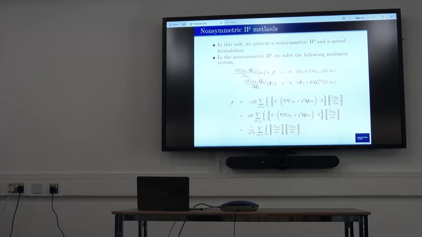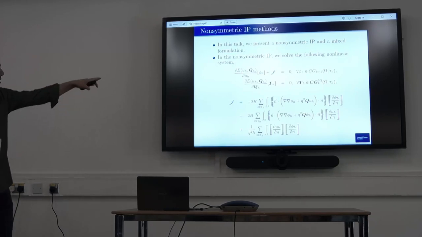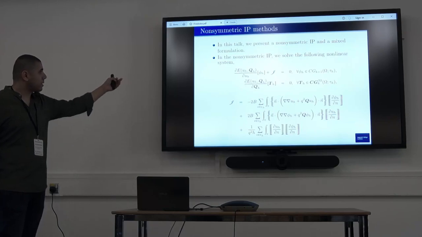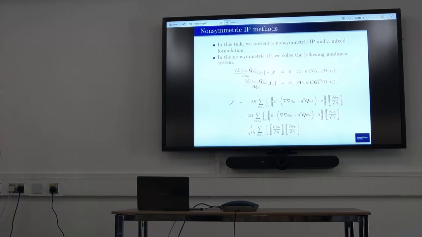In the non-symmetric interior penalty method, we have to solve for this nonlinear system. So we take the Gateaux derivative of the energy E with respect to u_h in the direction of a test function v_h. And also we take the derivative of the energy E with respect to Q in the direction of a test function T_h. v_h and T_h are in CG_{k+1} and CG_k. Again, for the tensor, we have a vector of two functions.